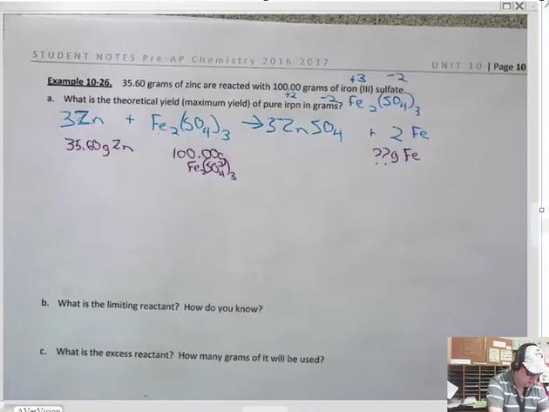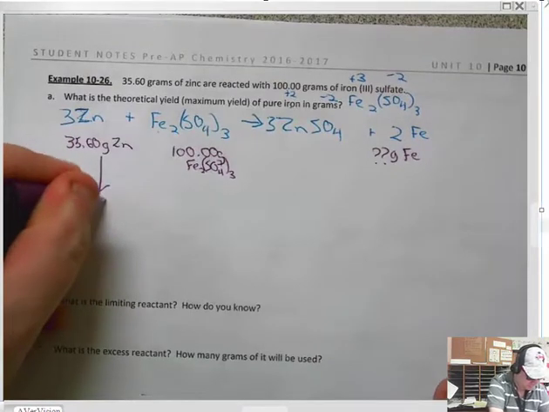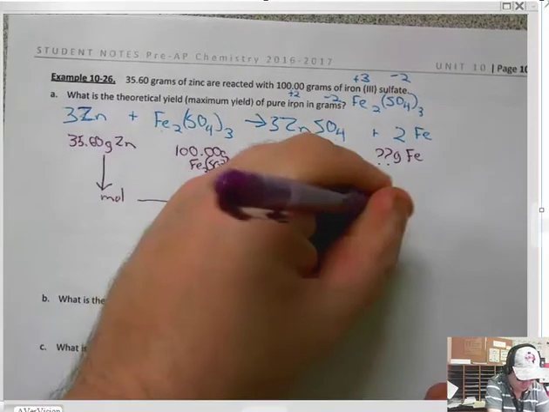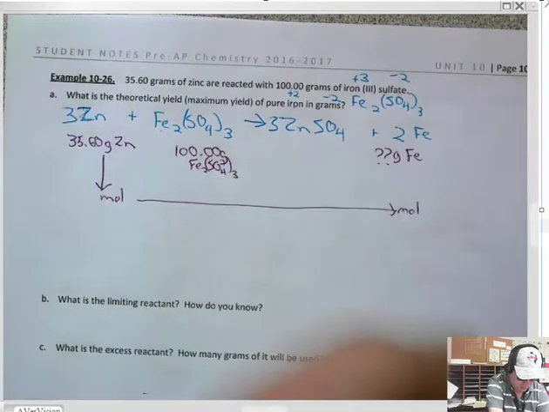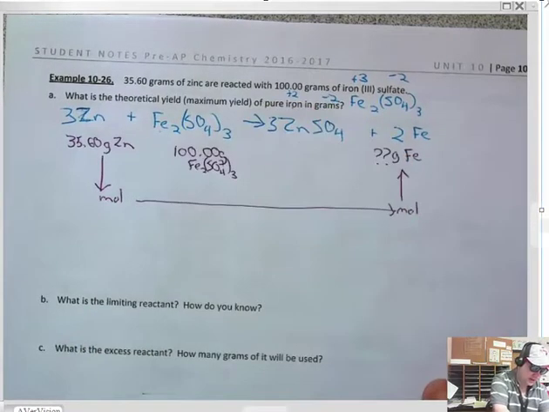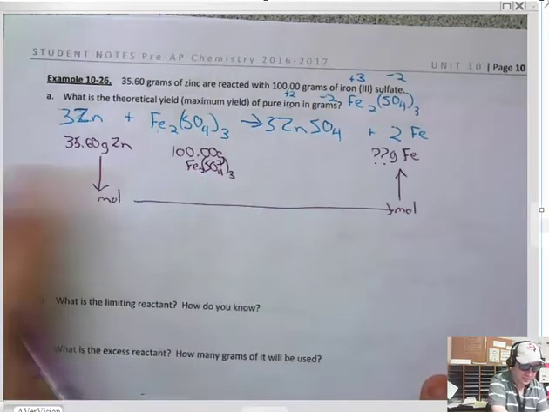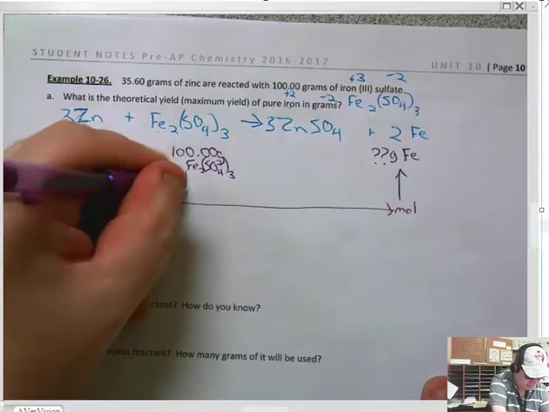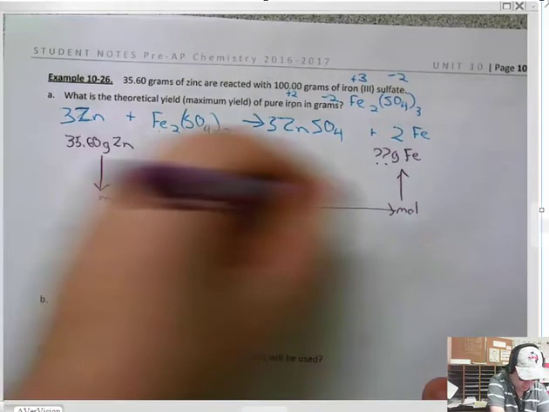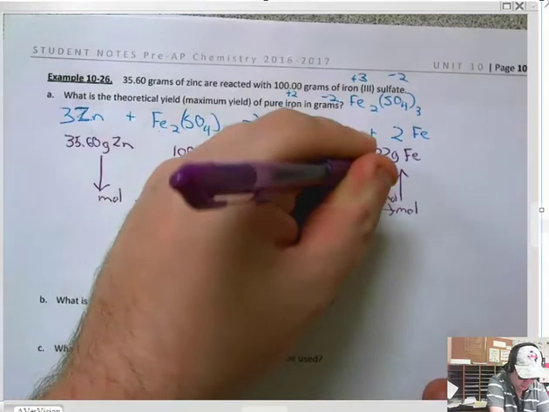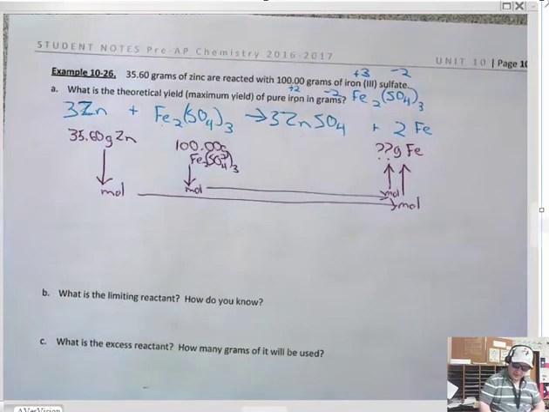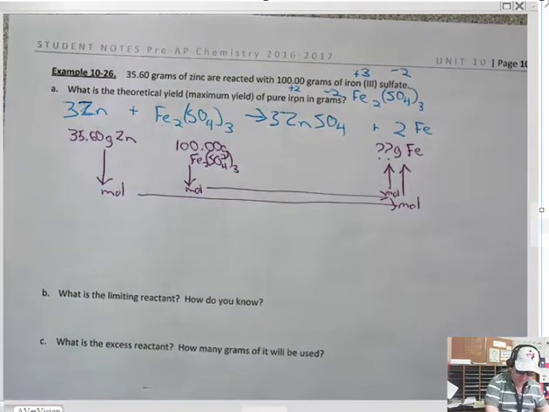So now we have to go down to moles for the zinc, over to moles, and then up to grams. But since I have a second amount of reactant here, I have to figure out which one of these is limiting. So I also have to take this one to moles, over to moles, and up to grams. Okay. So here I'm going to have to do 2 stoichiometries.